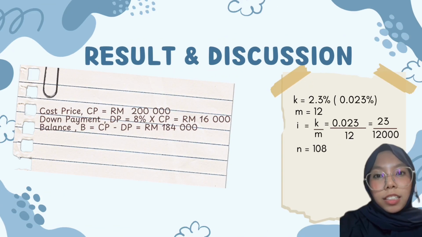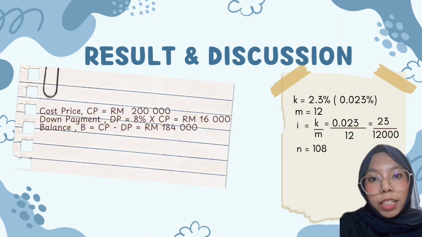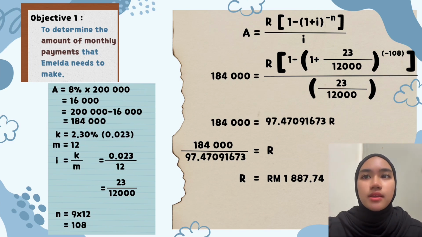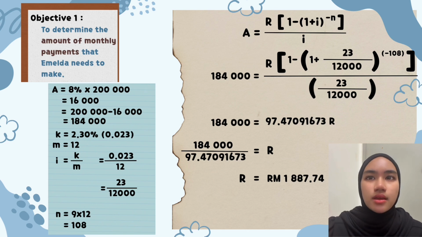The result and discussion: cost price equals RM 200,000, down payment equals cost price multiplied by 8% equals 16,000, and for the balance, cost price minus down payment, which means RM 200,000 minus RM 16,000 equals RM 184,000. So for objective 1, to determine the amount of monthly payments that Imelda needs to make.